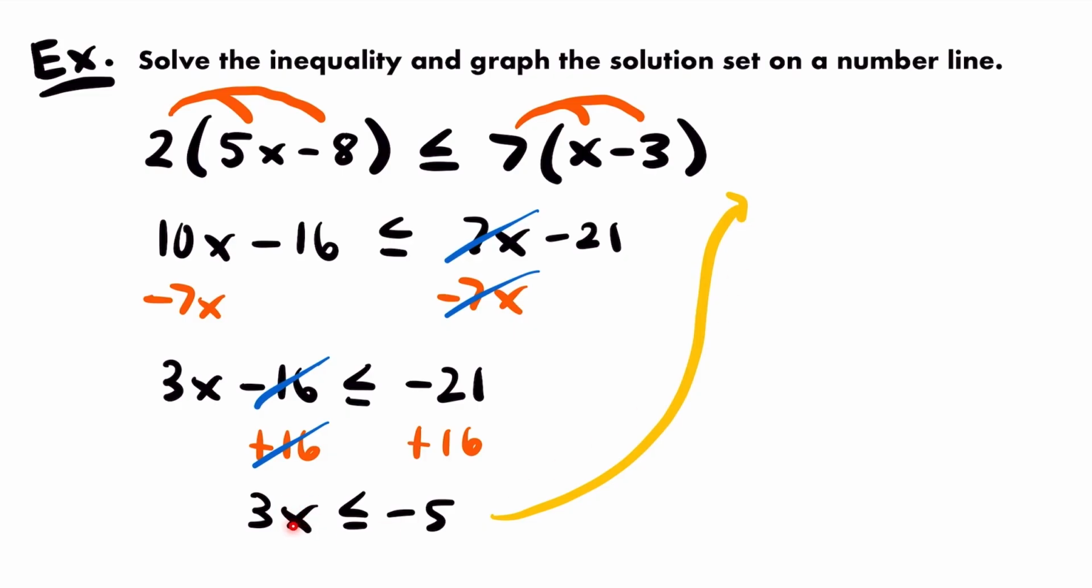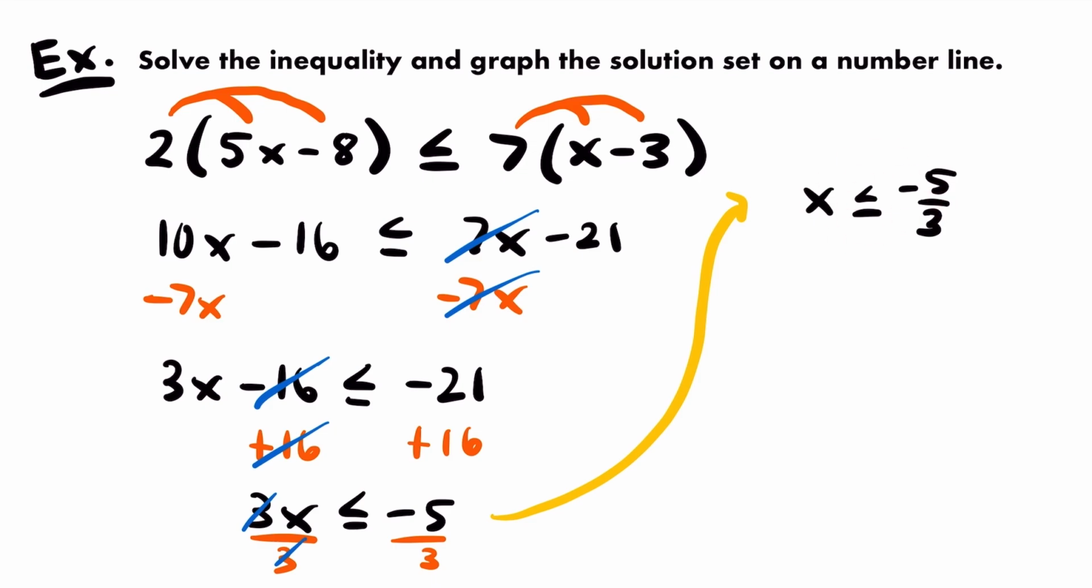We need to isolate x, which can be done by eliminating this coefficient of 3. And so what we want to do is divide both sides of the inequality by 3, and that will get rid of that coefficient. 3 divided by 3 is 1. 1 times x is x. So we get x is less than or equal to negative 5/3. Negative 5 divided by 3 doesn't really simplify nicely, so I'm going to keep it as a fraction like that. And this would be the solution set.